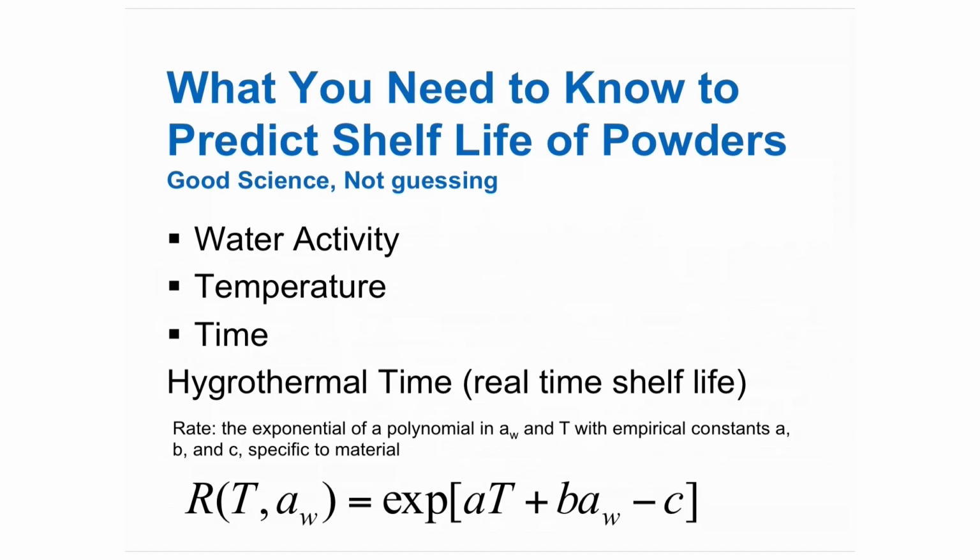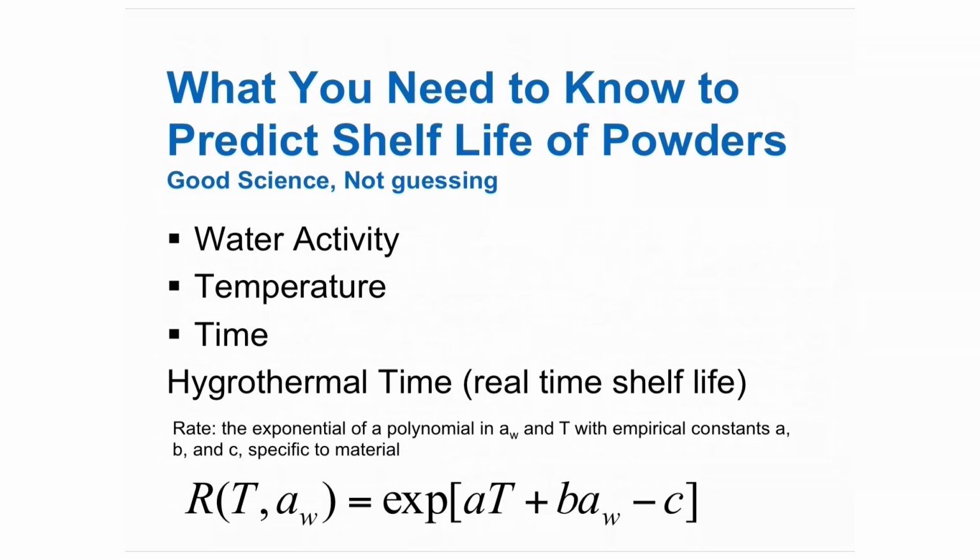So what do you need to know to be able to predict the shelf life of powders? Understanding that this transition to the glassy state is important, you need to keep your water activity levels below that. Once it's moved above that critical water activity, it's just a matter of time. Even below those levels, it's still a matter of time. It's just that the time is extended out to years as opposed to weeks or months when you move past the glass transition. But ultimately, what you need to know is the water activity, the temperature, and the time.